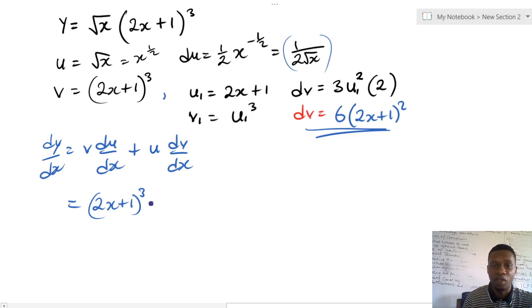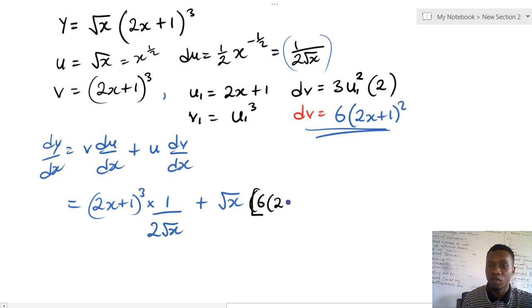So I have it as what? Multiplying 1 over 2 root x. Plus my u is what? Root x, right? Root x multiplying what? So let me put that in a bracket rather than using an x. Multiplying my dv. My dv is what? 6 bracket 2x plus 1 raised to the power of 2. So 6 brackets 2x. So let's put this one in a square bracket, 2x plus 1 raised to the power of 2. Close it. Now what I need to do now is just to simplify my working.